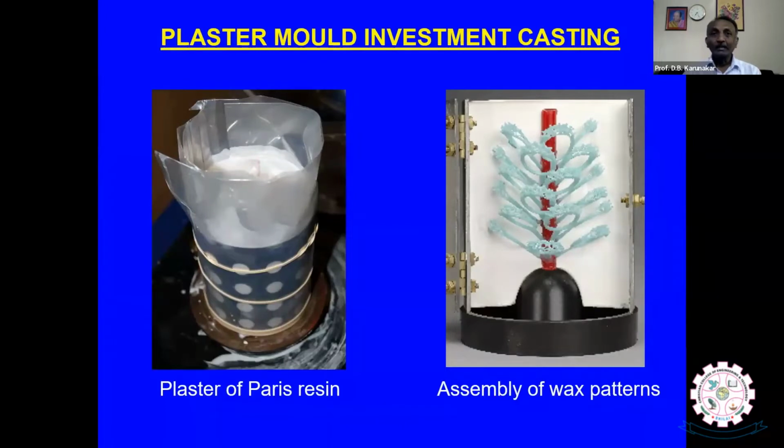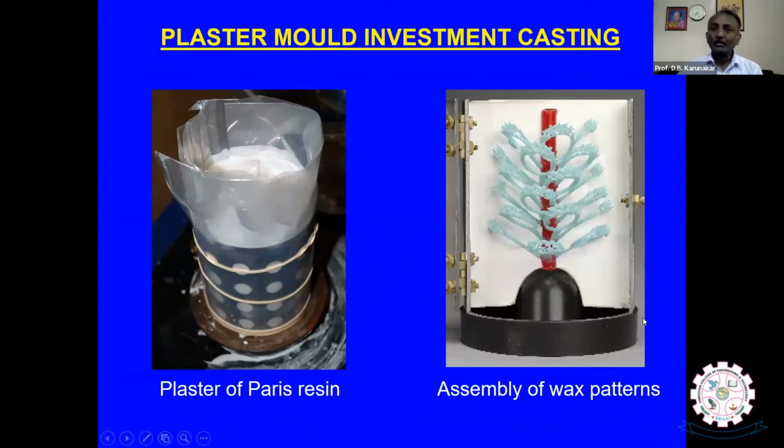Now the question is why? Why this plaster of Paris resin or the slurry? Why not that ceramic slurry? The difference between the ceramic slurry and the plaster of Paris is that with the ceramic slurry, the surface roughness may not be very good. Surface finish may not be so smooth. After all, it is made up of ceramic ingredients. Whereas with plaster of Paris, we get very excellent surface finish. That's why people go for the plaster of Paris slurry.